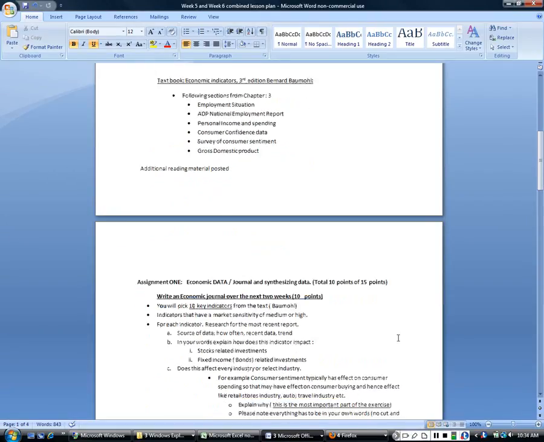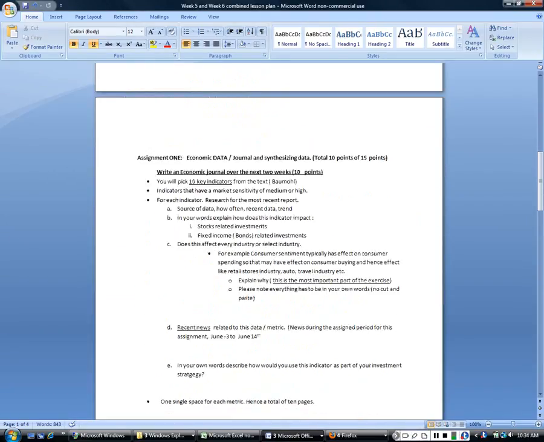So what is the journal? The journal would be your economic data journal, where you're trying to synthesize the data, and out of the 15 points for these combined 2 weeks, 10 points are for the journal. You will pick 10 key indicators from the book. As you go through the book, you're going to find there are 10 key indicators in the book.